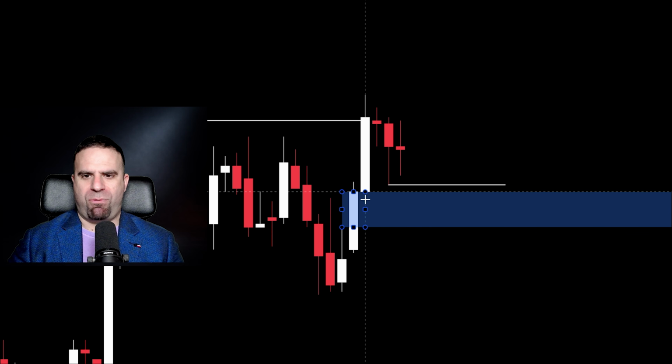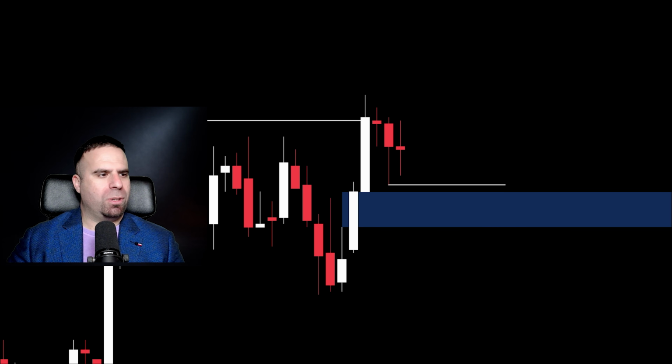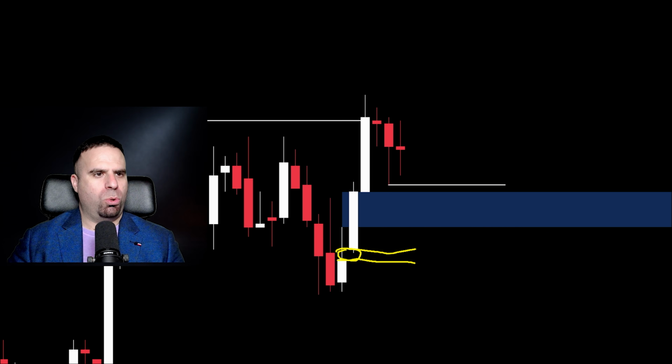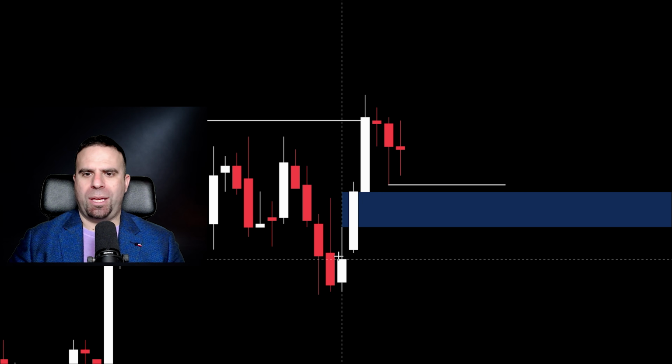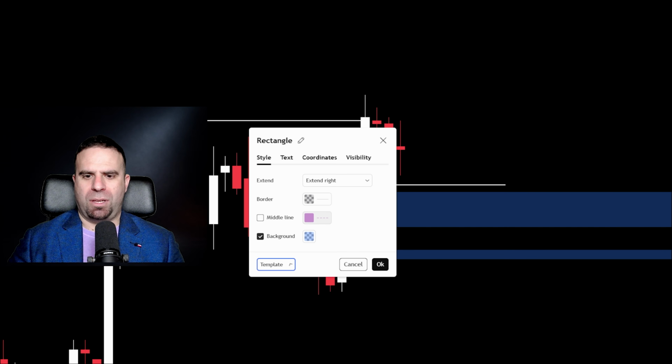And we have a fair value gap right here, and we also have, look at that guys, a volume imbalance. You see the gap that we have between those candlesticks. We do also have a volume imbalance down there that we have to be extra cautious of. And I'm gonna go ahead and do that green.